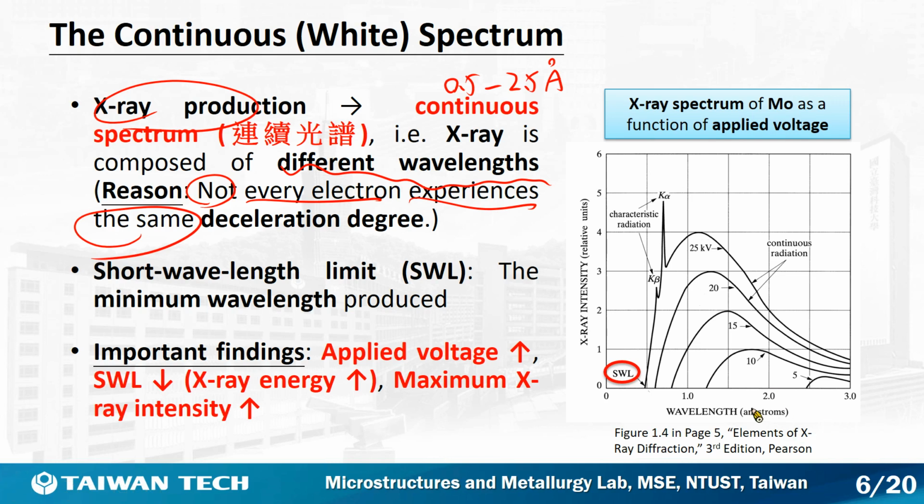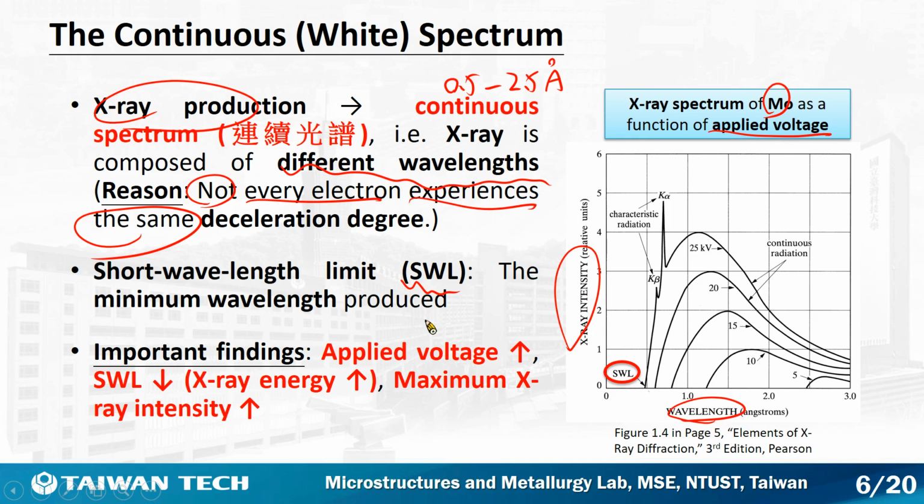As you can see here, this is the wavelength and X-ray intensity profile. And the target is molybdenum. Also, we change the applied voltage. Okay, and then we see different plots, different distributions. And first, let's look at this SWL, short wavelength limit. It determines the minimum wavelength that can be produced.